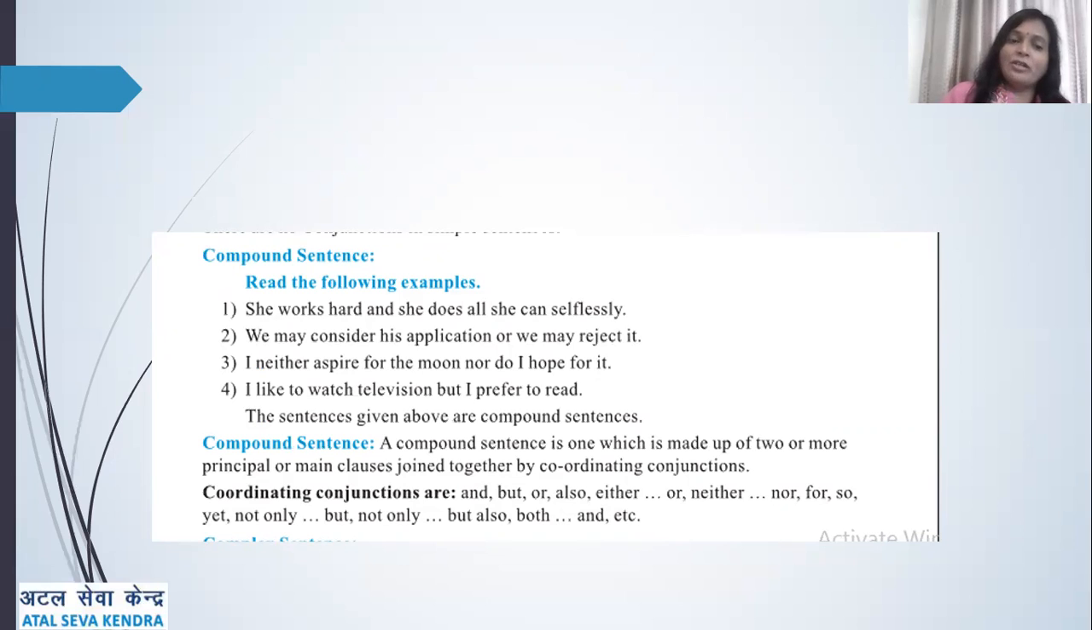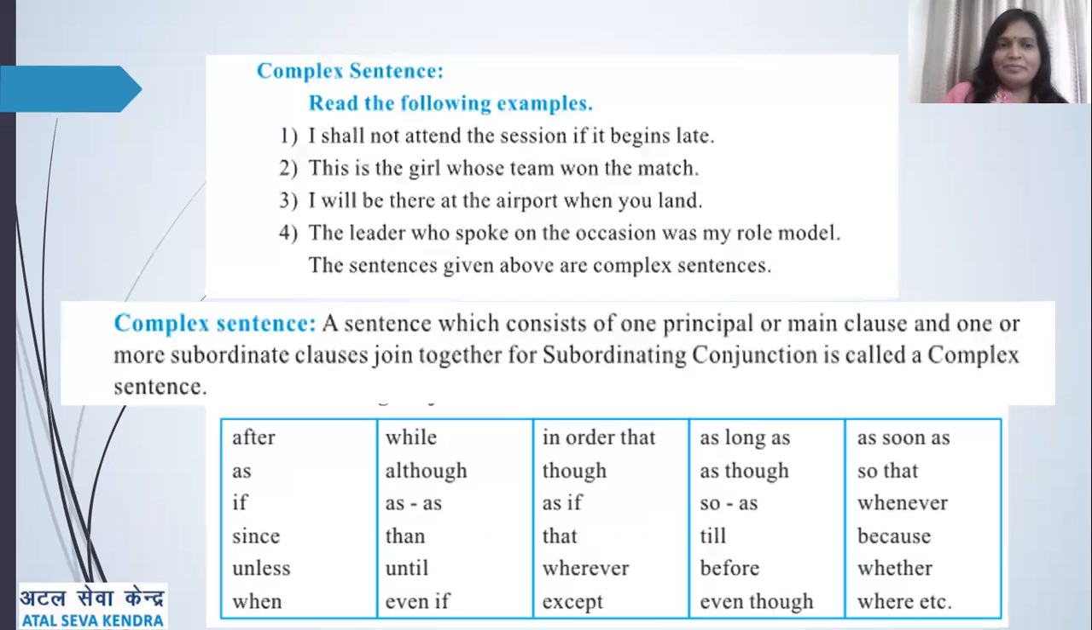Two independent clauses, that is principal or main clause, joined together by coordinating conjunctions. And you all know the long list of coordinating conjunctions: and, but, or, also, either or, neither nor, not only but also, right? So if you remember coordinating conjunctions, it will help you to quickly identify a compound sentence.